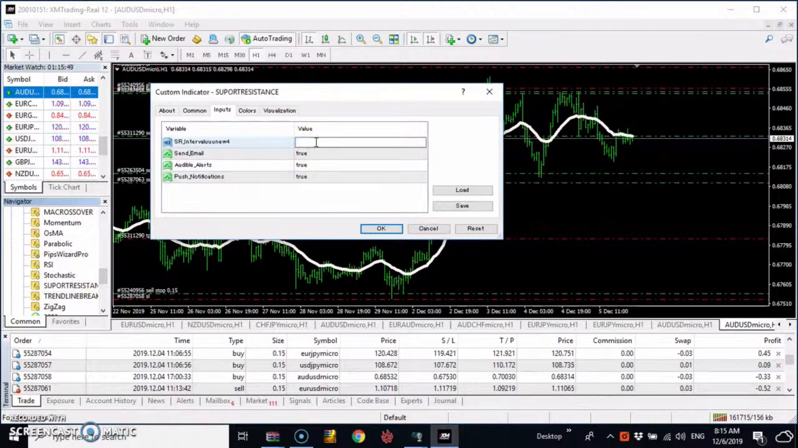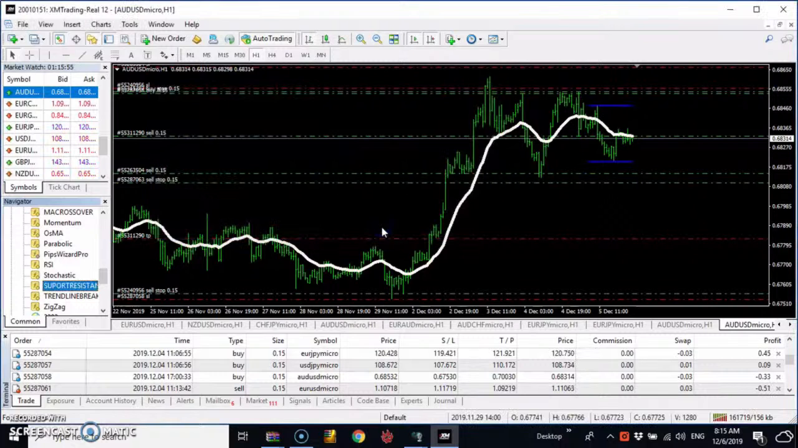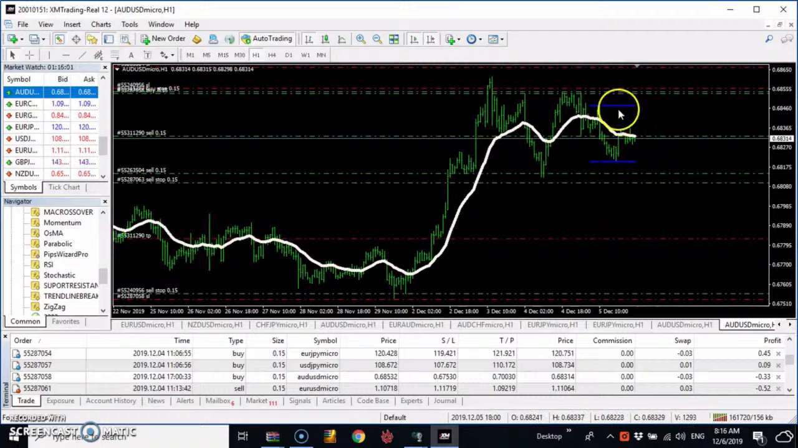Okay, let's put it. It's a 20 period support resistance indicator. I know most of you watching this video don't have this support resistance indicator which I put here. It is the blue color here, support resistance period of 20.